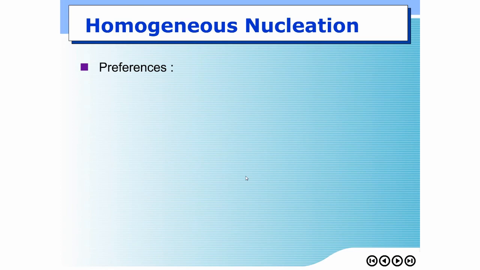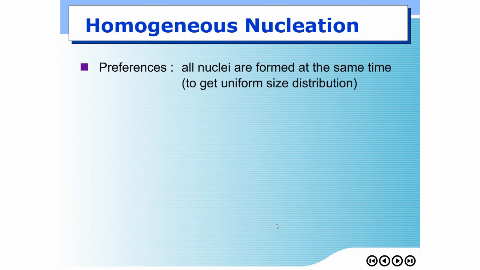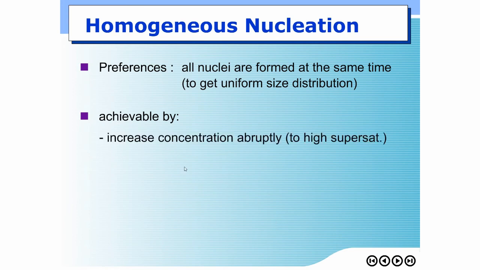The preference of the particles, basically we want all particles to be formed at the same time. The particles are formed from the growth of the nuclei. So we want nuclei to be formed at the same time. That's why we want nucleation period to be as short as possible, so that we get particles with uniform size. That can be done by increasing the concentration of the growth species abruptly.